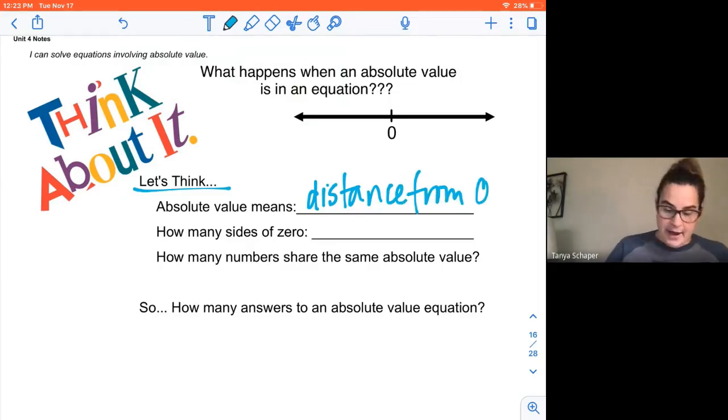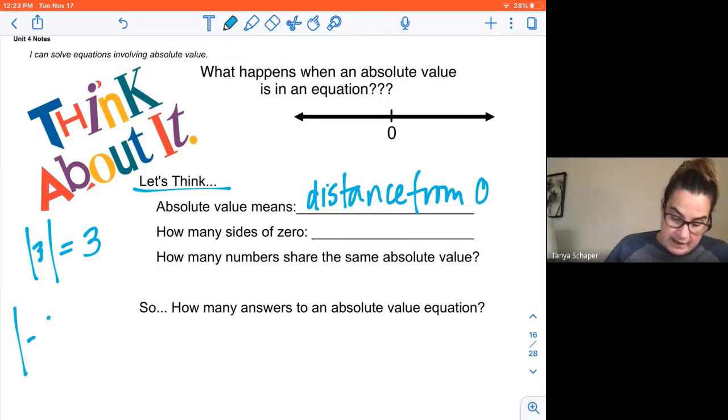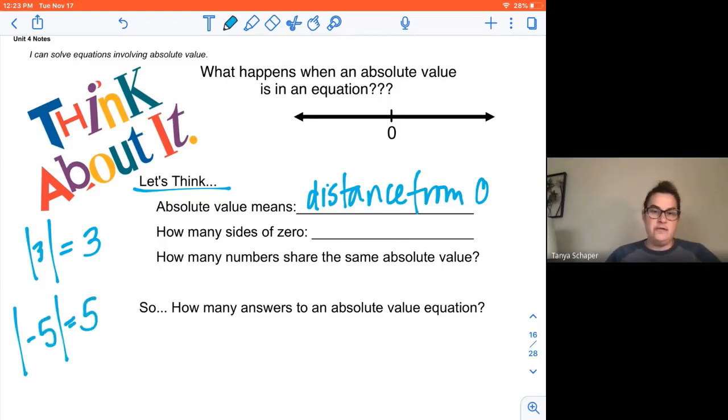Okay, so if I have the absolute value of 3, that's 3. And if you remember from when we talked about absolute value earlier in the year, I like to really accentuate the absolute value bars so I don't think that they're ones. All right, so you might want to do the same thing. The absolute value of -5 is 5 because it's 5 away from 0.